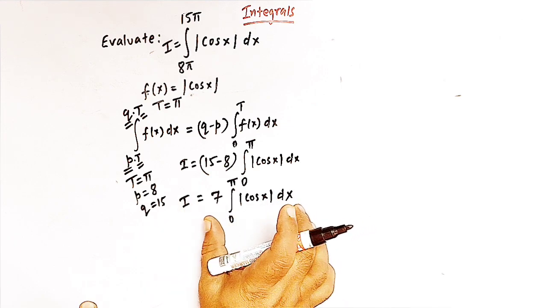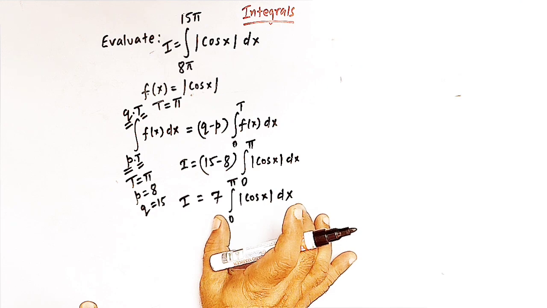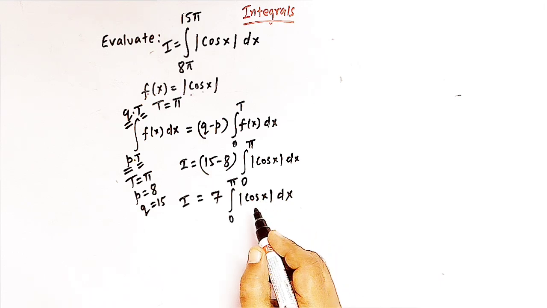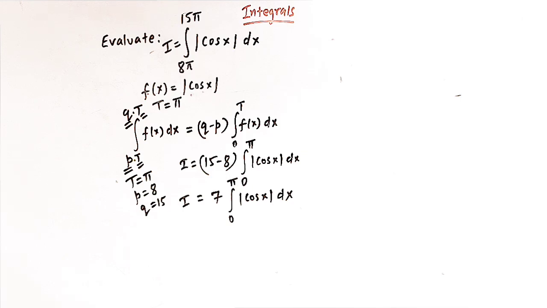So now to evaluate this integral, we have to make use of the concept of sign convention of trigonometric functions in four quadrants, and here the trigonometric function is the cosine x.